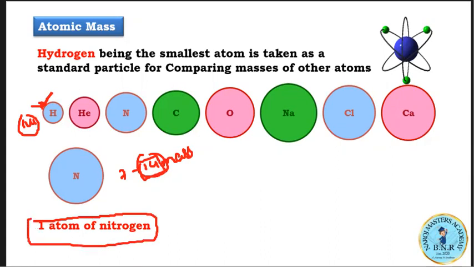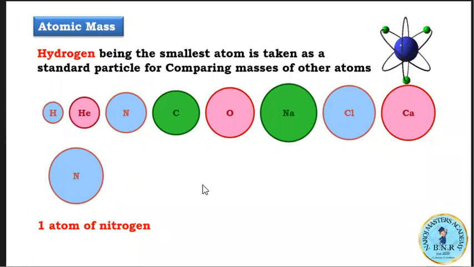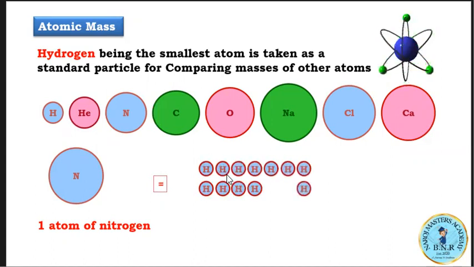How many units of hydrogen are equal to 1 atom of nitrogen here? Very good. One atom of nitrogen is equal to 14 atoms, or 14 units, of hydrogen. So 14 atoms of hydrogen are equal to 1 atom of nitrogen. Is it right? Like that, we can find the mass of any element with the help of the hydrogen mass.